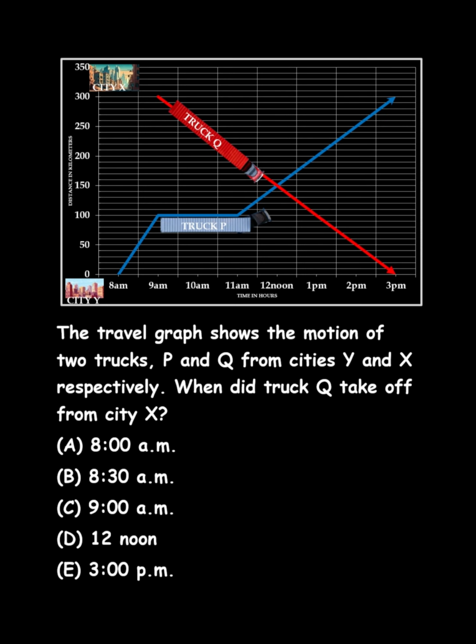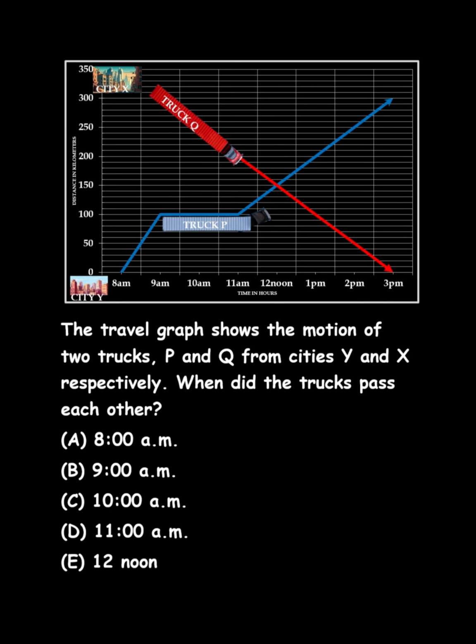The travel graph shows the motion of two trucks, P and Q, from cities Y and X, respectively. When did truck Q take off from city X? A. 8 a.m. B. 8:30 a.m. C. 9 a.m. D. 12 noon. E. 3 p.m. Solution. The travel graph shows that from city X, truck Q took off at exactly 9 a.m. to its destination. Then, the correct answer is C.